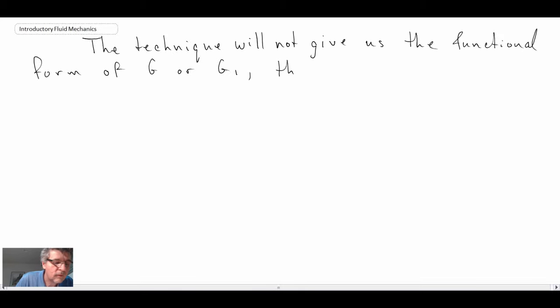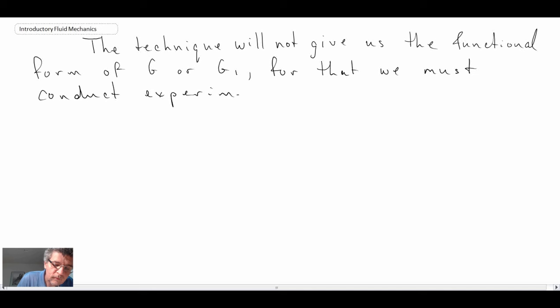Now, one thing to note about the Buckingham pi technique is that it will not tell us the functional relationship. In order to get that, we need to conduct experiments. So when we have these non-dimensional pi groups, we will not know the relationship. We need to get their relationship from experiments. And the other thing is that if you take pi parameters and combine them together, they will not generate a new pi parameter. They need to be independent of one another.